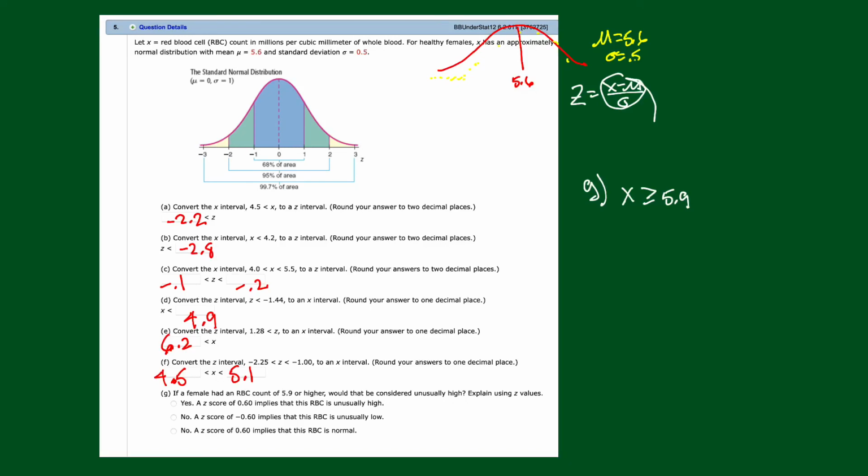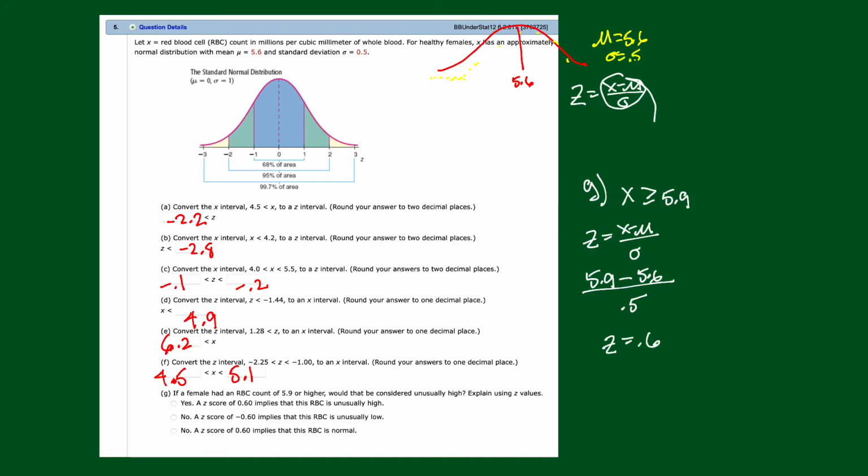Now in part G, down here at the bottom, finally the last one, if a female had a red blood cell count of 5.9 or higher, would that be considered unusually high? Explain, using z-values. All right, let's convert this to a z-score. So our converter is z equals x minus mu over sigma. All right, so our x is 5.9 minus the mean, which is 5.6, all over 0.5. All right, this comes out to a z-score of 0.6.